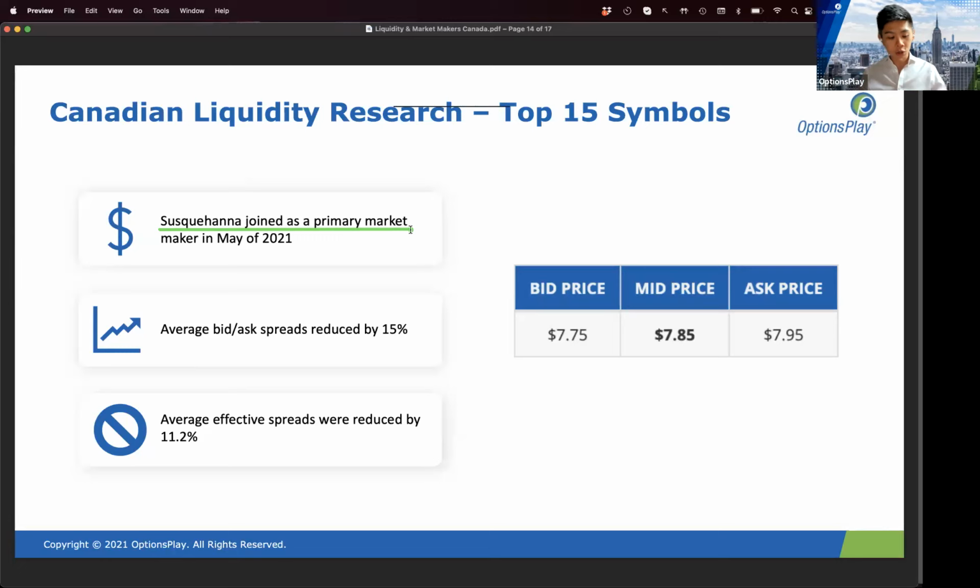Now, we've been doing our research, but so far, we've looked through the top 15 symbols. We have the data for all the symbols. We're still sorting through this data. It's a lot of data. But what we started to look at is the average bid-ask spreads.